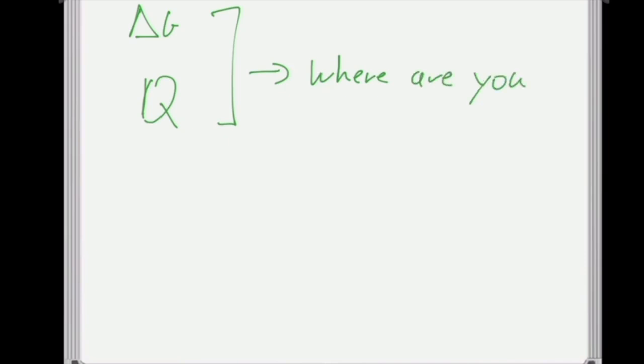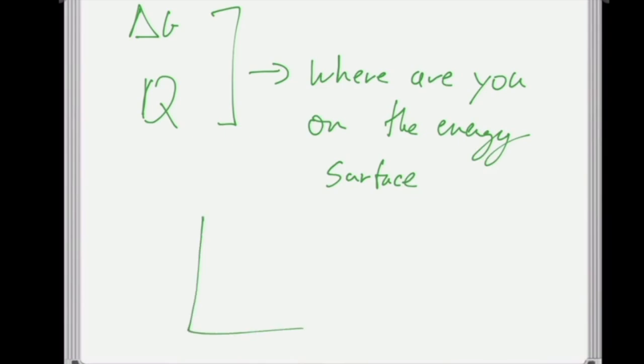Delta G and Q, these guys say where you are on the energy surface. Think of it as a reference point.